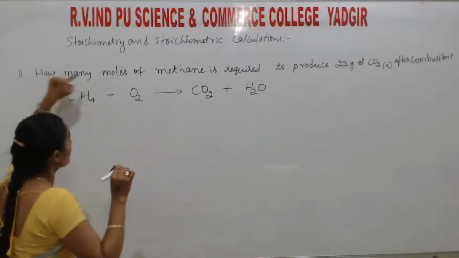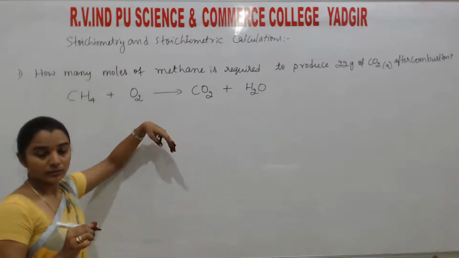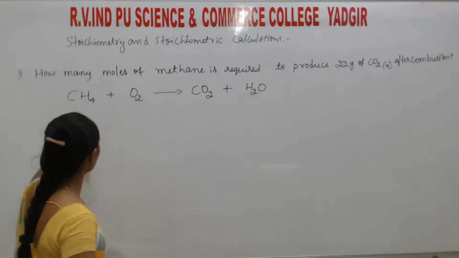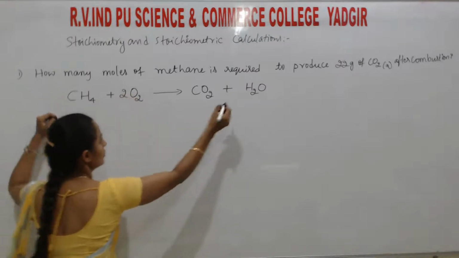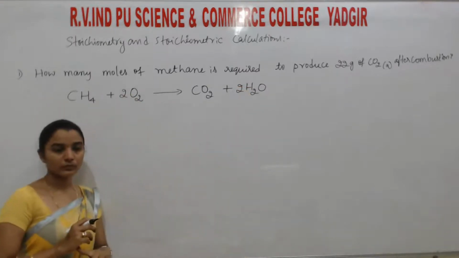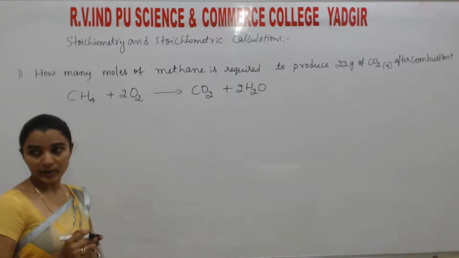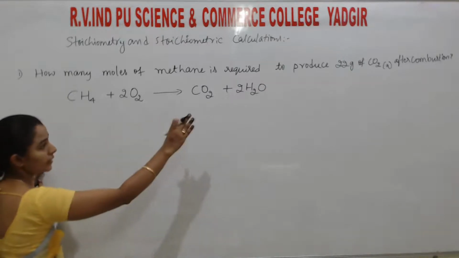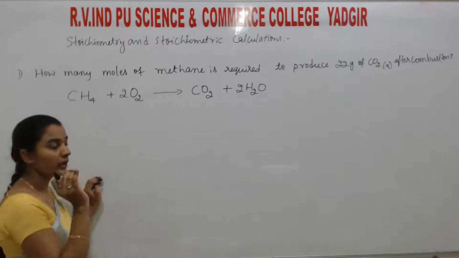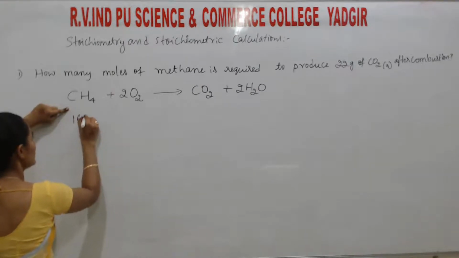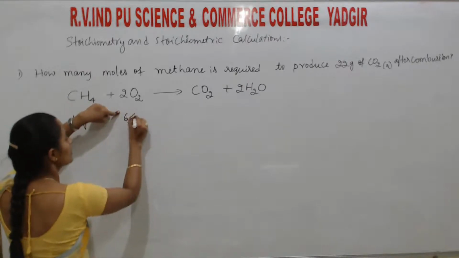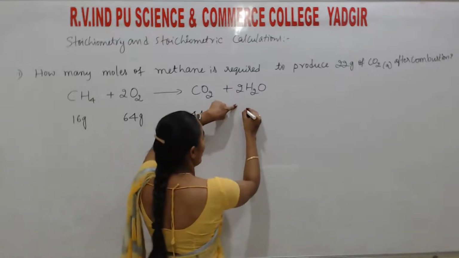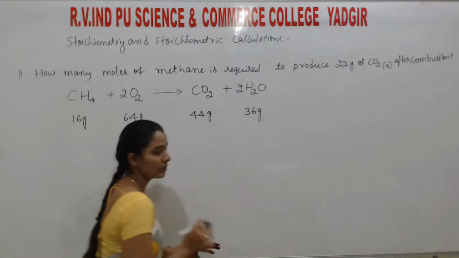The question is what? How many moles of methane are required? So to balance this, it is 2O2 and 2H2O, you know it. Here in the question they are asking how many moles of methane we require, but they have given the value in grams, so you have to take it in grams. So first listen: 16 gram of methane combines with 64 gram of oxygen to give 44 gram of CO2 and 36 gram of H2O. This is the general reaction.